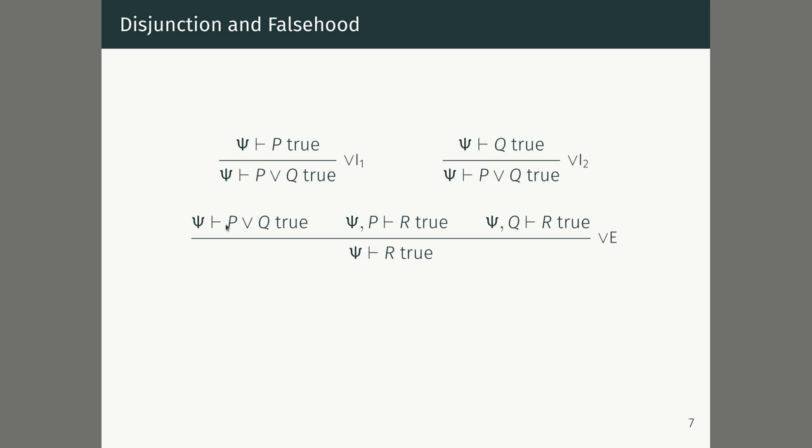But if someone gives you a proof that P or Q has been judged to be true, then you don't necessarily know which one of those two it is. So if you want to use this assumption, you've got to do two proofs. If you can prove that R is true under the assumption of P, and you can prove that R is true under the assumption of Q, then you're licensed to conclude that R is true. Because, after all, you proved that P or Q is true, and you proved that assuming P, R holds, and assuming Q, R holds. So whichever one of P or Q it is, we'll always be able to prove that R is true.